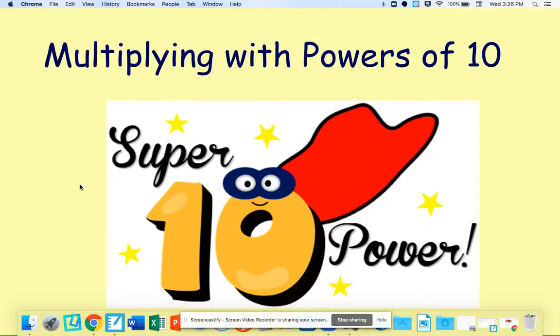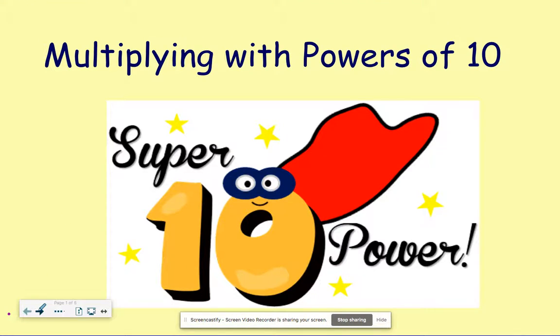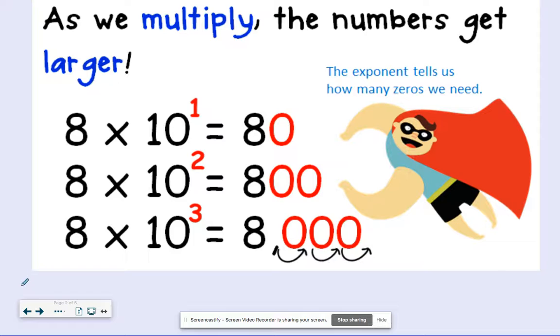Hello, in this video, we're going to be multiplying with powers of 10. Super fun. Here's an example of what it means to multiply with powers of 10. Powers are these exponents again, remember. The powers is another name for them. Whenever we're dealing with powers of 10, it's actually pretty easy.